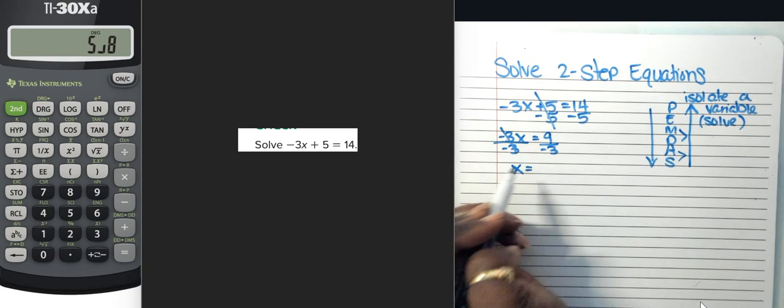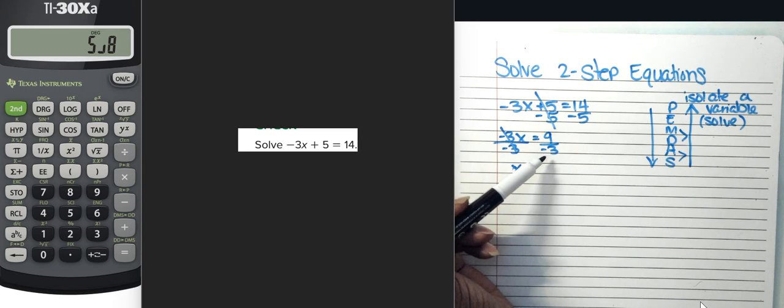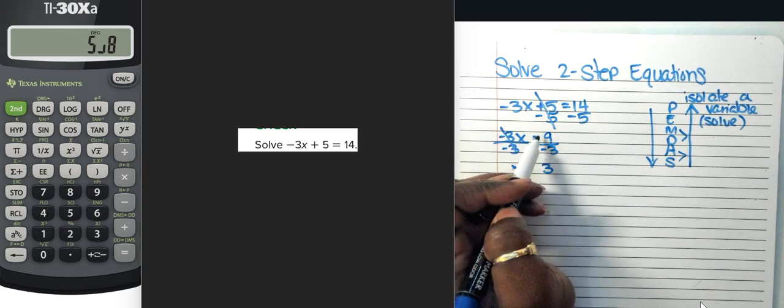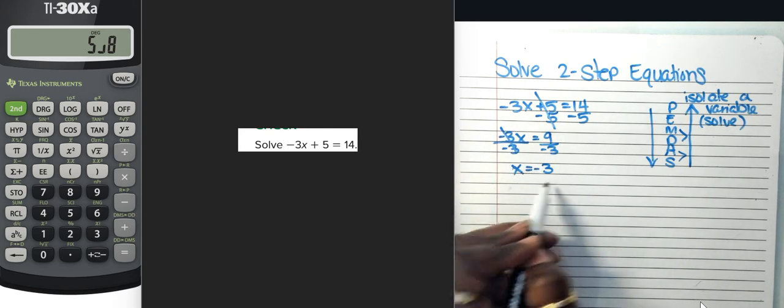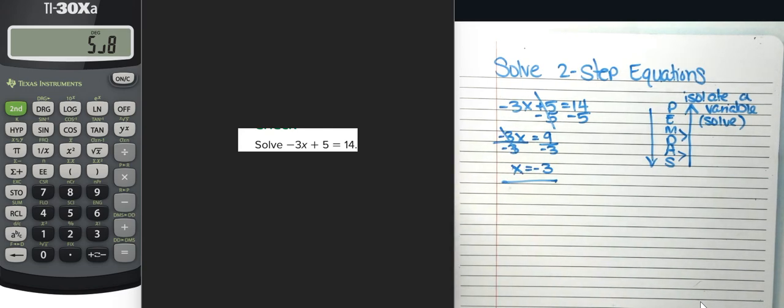All right, and then over here, we're going to have that's equal to 9 divided by 3. That's going to give me 3. And then remember, positive divided by a negative is going to give you a negative. So your answer, x, is going to be equal to negative 3.